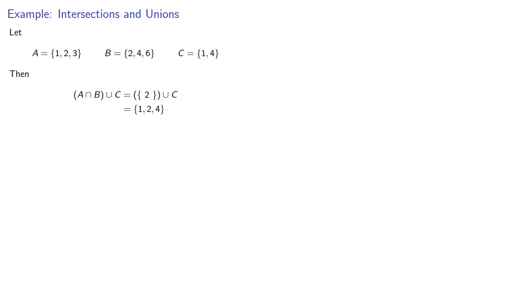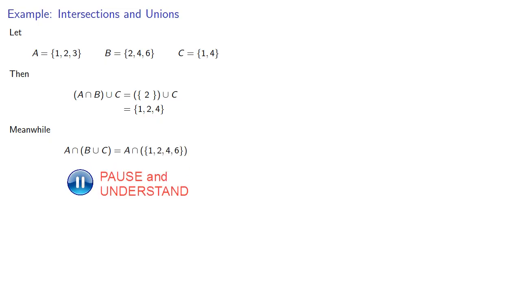Meanwhile, if I change where those parentheses are located, and so I have A intersect, parentheses B union C, I find B union C first, so that's everything in B together with everything in C without listing the duplicates. And then I can intersect that with A, and so the things that are in both A and this set 1, 2, 4, 6 are just going to be 1 and 2.